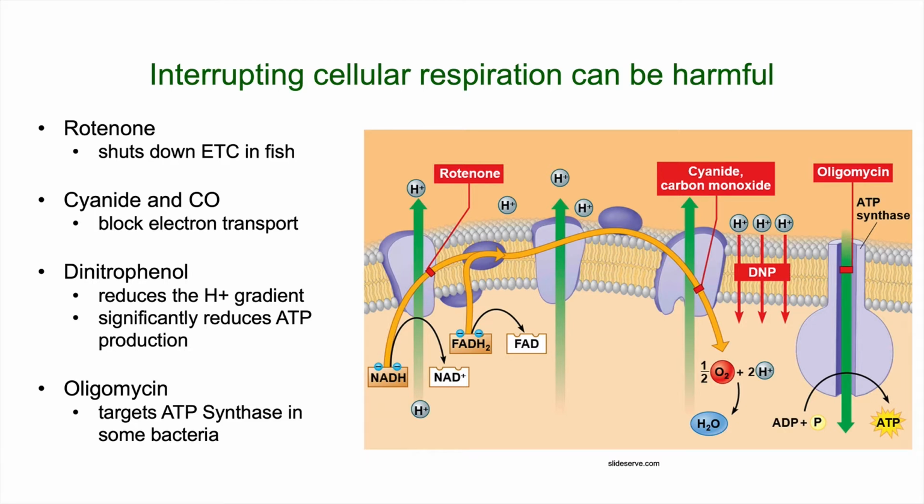Oligomycin is an antibiotic that targets ATP synthase in bacteria. Even though your cells and bacterial cells use the same process, the enzymes are slightly different. And so an enzyme like oligomycin that targets ATP synthase in a bacteria is not going to target ATP synthase in you, because your enzyme is just a little bit different than the bacterial enzyme. They do the same thing, but their structure is a little bit different.